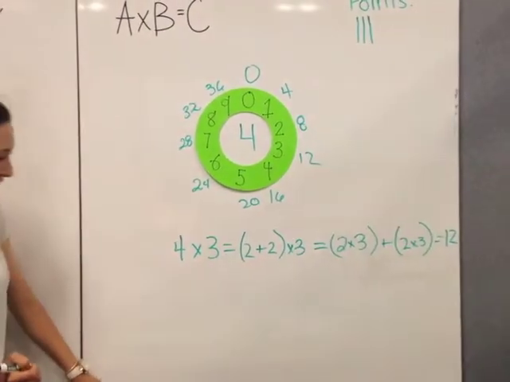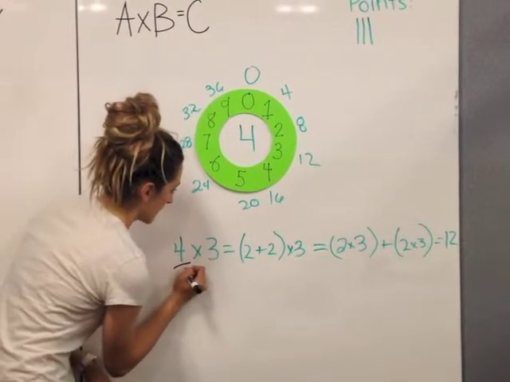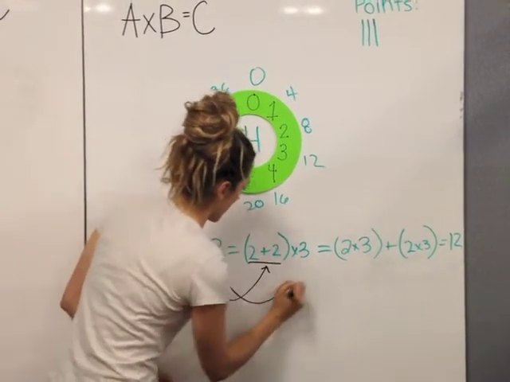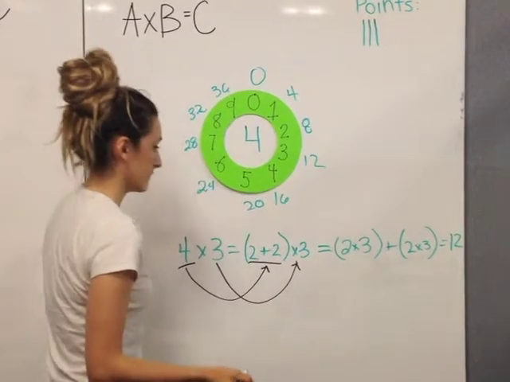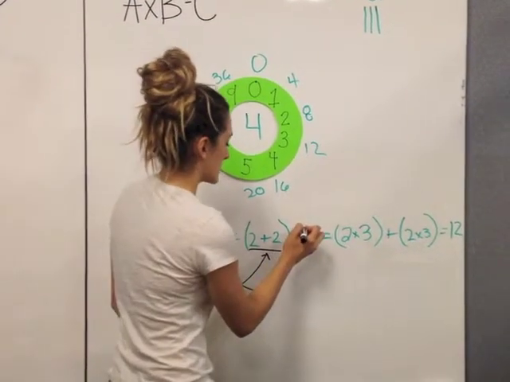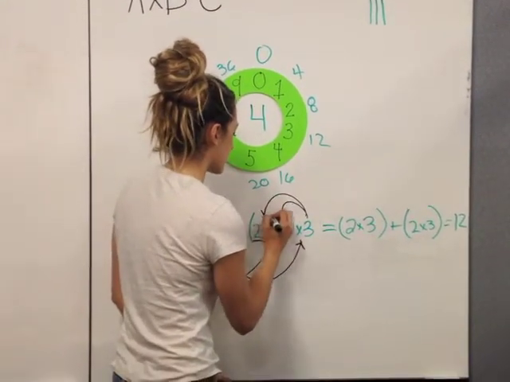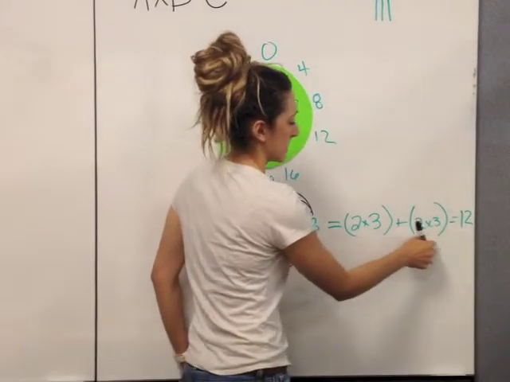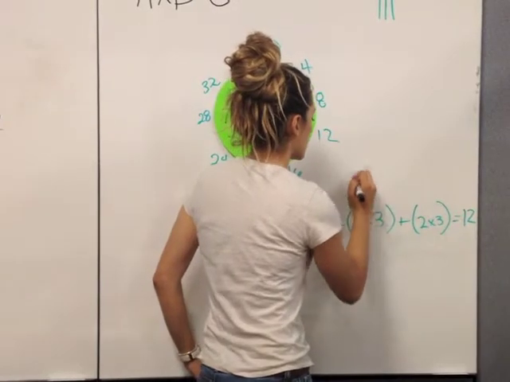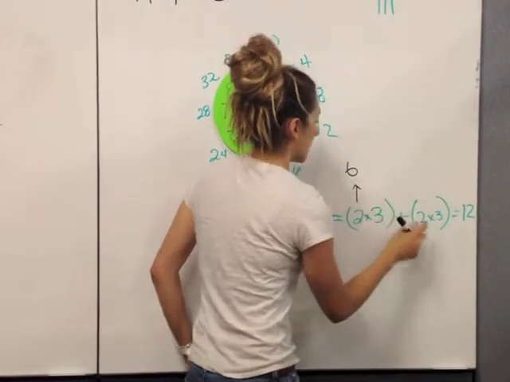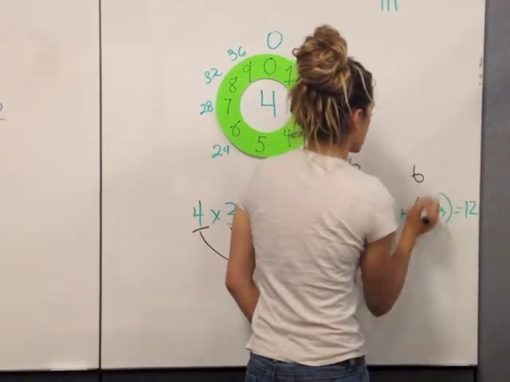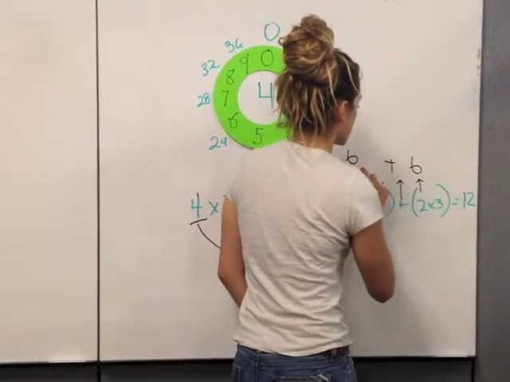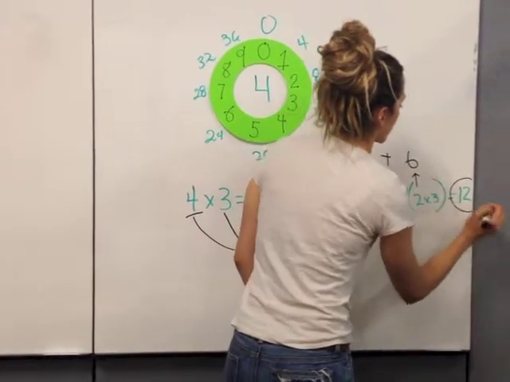Kathy's work for the distributive property. Here we take the 4 and break it into 2 plus 2 and we carry over our 3. Next, we distribute this 3 to both 2's. So we get 2 times 3 plus 2 times 3. 2 times 3 equals 6 and 2 times 3 equals 6. We're going to bring up this addition sign. And 6 plus 6 equals our answer of 12.